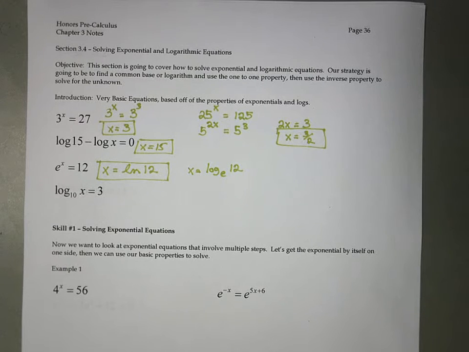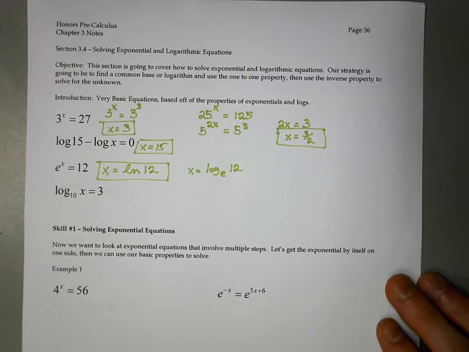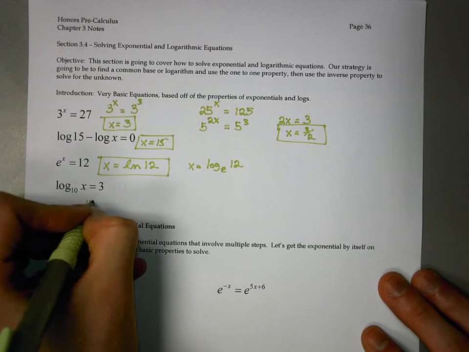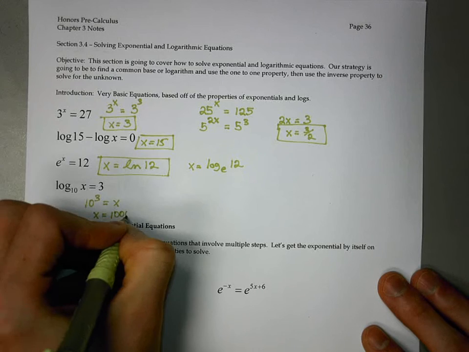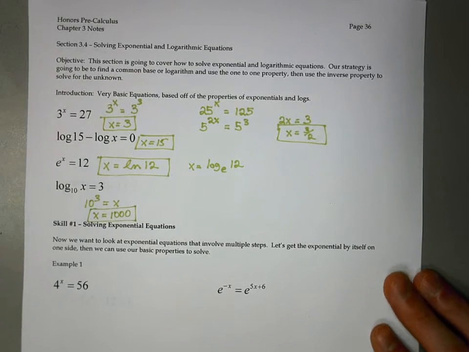The fourth example is converting from logarithmic form to exponential form. So here, 10 cubed is equal to x, which means x is equal to 1,000.